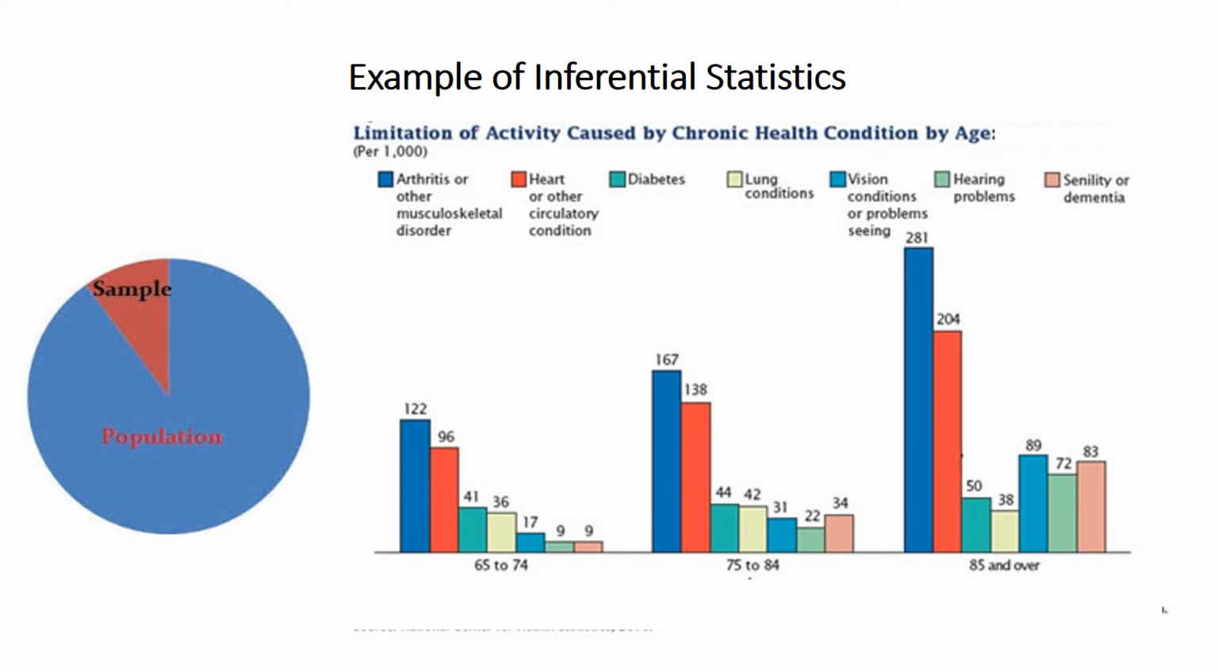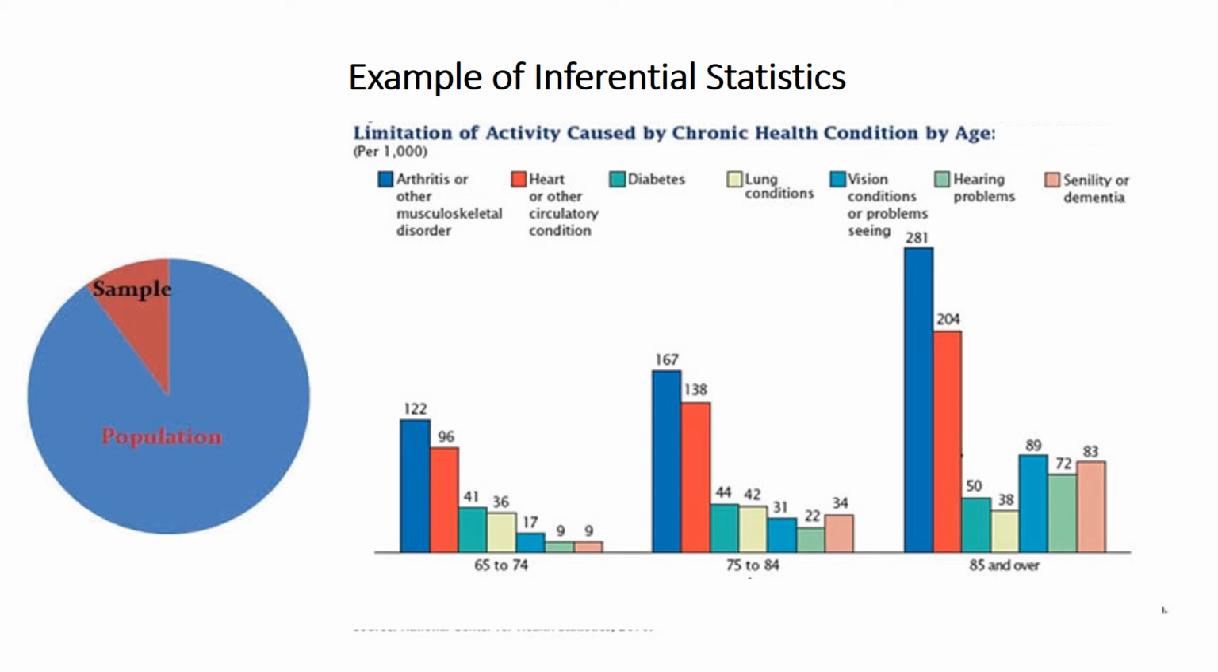From 65 to 74, that blue, which is arthritis or other musculoskeletal disorders, 122 people. 96 people have heart or other circulatory problems from the ages 65 to 74. At 75 to 84, 167 have arthritis conditions, 138 have heart conditions, more than the 65 to 74 group for those same health conditions. And you see it greatly increases in the 85 and over. 281 have arthritis, and 204 have heart conditions.